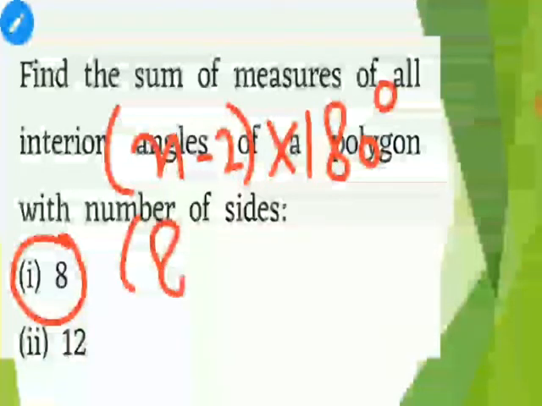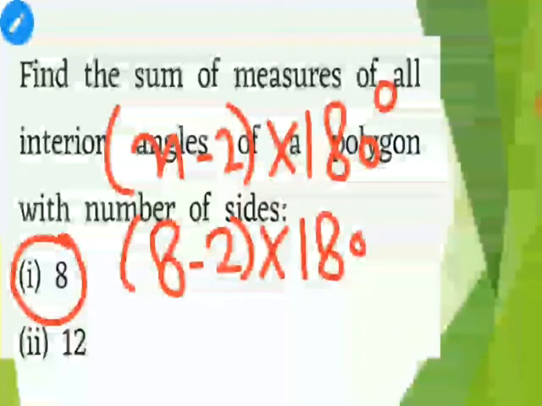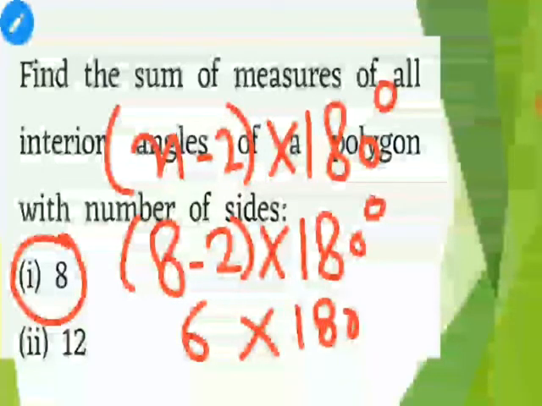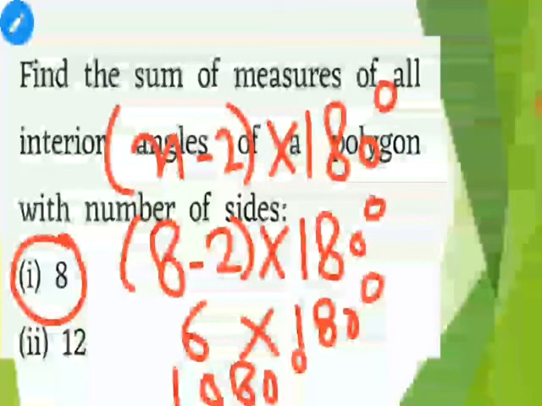So 8 minus 2 multiplied by 180 degrees. This will be equal to 6 multiplied by 180 degrees, and this will be equal to 1080 degrees. So this way we will calculate the sum of the interior angles.